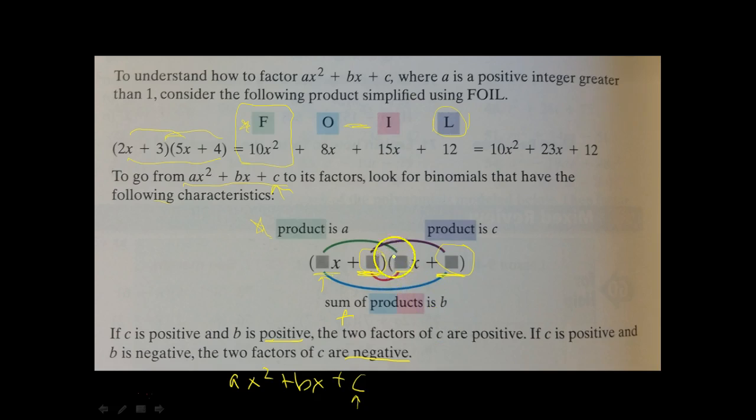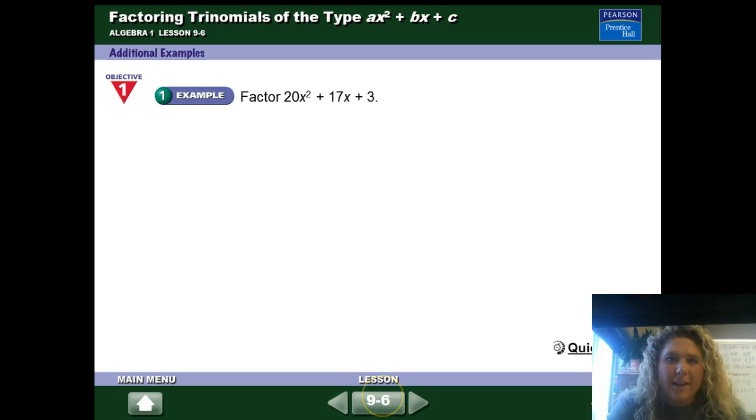So this first thing we're going to look at is when C is positive, so we know they both have to be negatives or they both have to be positives. Now, how do you know which one to use? Well, it's going to come back to this product here. If you're trying to get a positive or negative. So if your B is positive, they're both going to be addition. If B is negative, they're both going to be subtraction. Let's take a look at a few examples. Here is our first example.